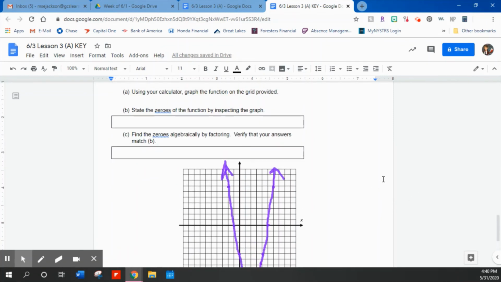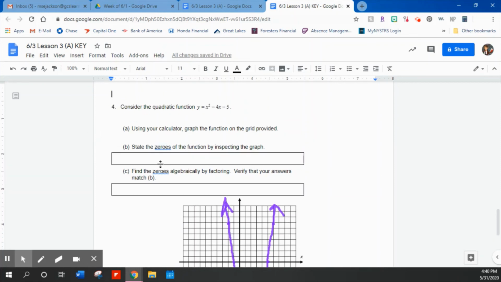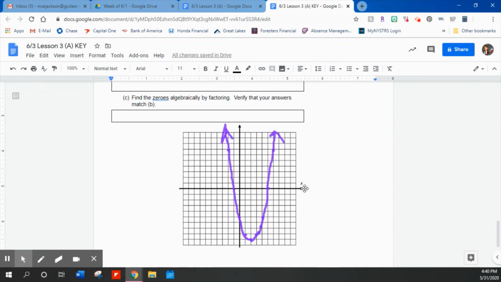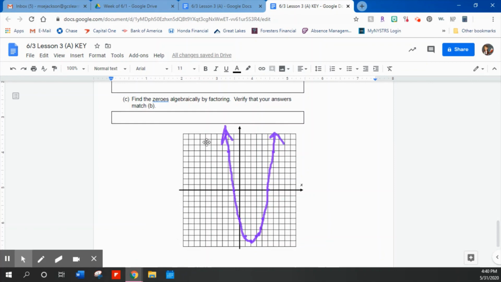Now, obviously, if I was working on paper, I would make sure we label that. So it says, state the zeros of the function by inspecting the graph. So just by looking. So zeros are the x-intercepts. So that's at -1 and 5.